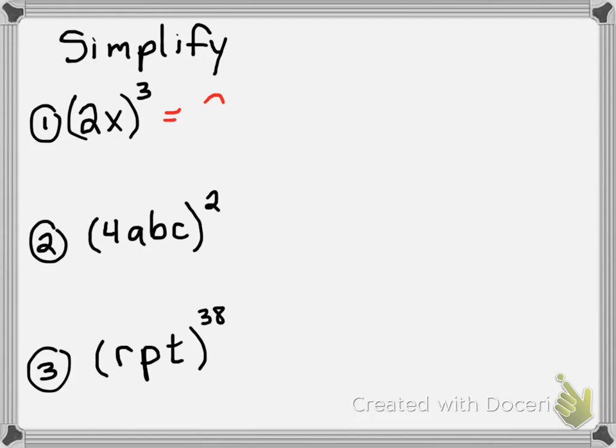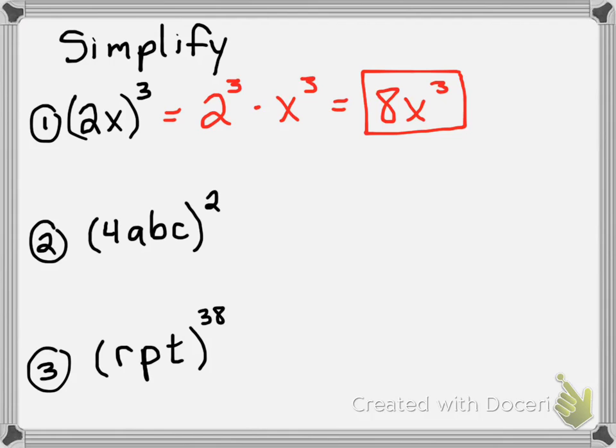Okay, so looking at the first one, again, the rule is everything in the parentheses gets the exponent. So I have 2 to the 3rd times x to the 3rd, and then simplify. Well, 2 to the 3rd power is 8, so I get 8x to the 3rd. And that's my answer for the first one.